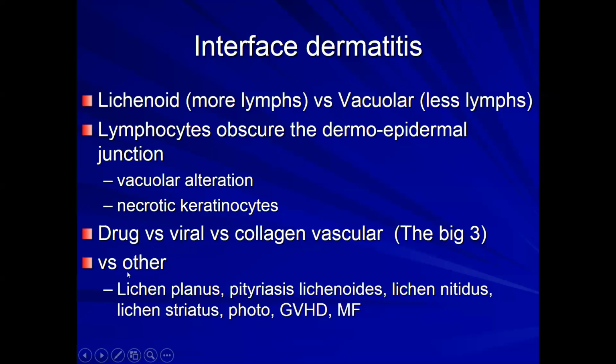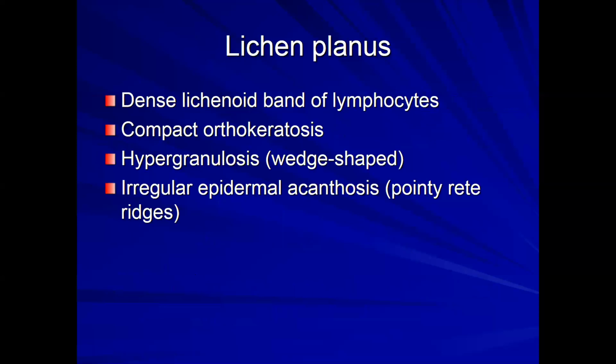When you have certain patterns, you have diseases in the spectrum that you can identify right away. Not all lichenoid dermatitis look the same, and some have special patterns that make you know you're looking at lichen planus or pityriasis lichenoides or lichen nitidus or MF or lichen striatus. However, if it's a generic lichenoid inflammation where you're somewhere in between very dense lichenoid and vacuolar, then I like to think about the big three. The big three would be drug, viral, and collagen vascular, okay? So we're going to go through this exercise.